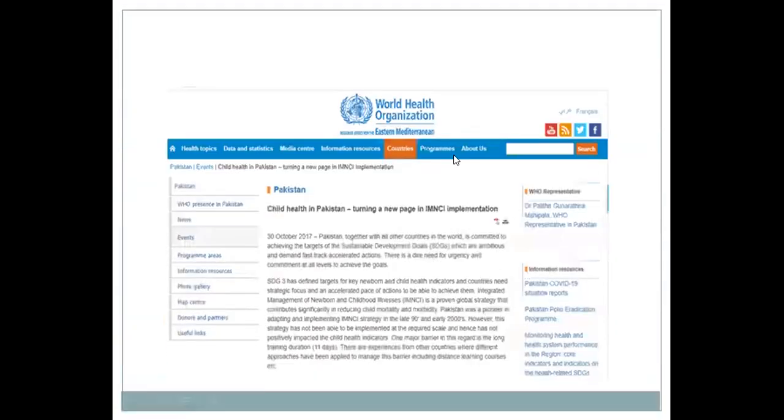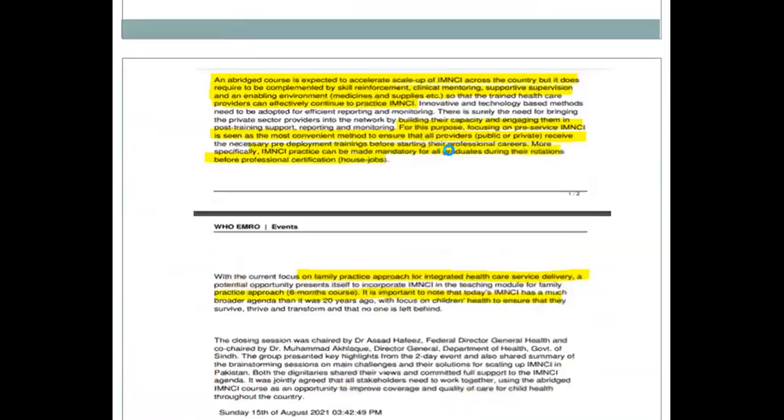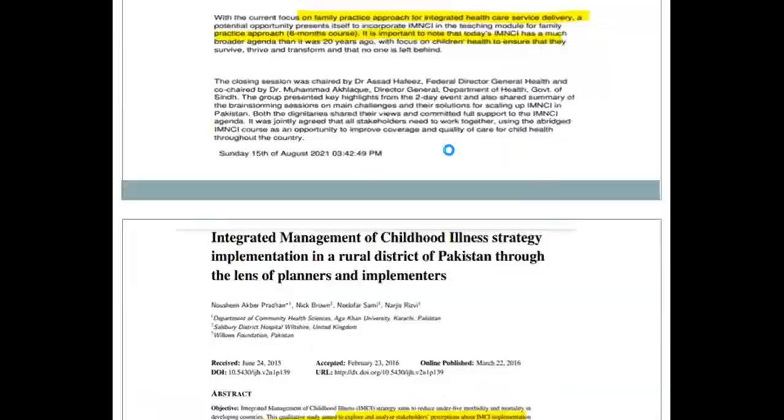Recent advances include WHO IMNCI in Pakistan. It is actually an integrated global strategy. Pakistan was a pioneer in adopting the IMNCI strategy in 2000, but it has not been implemented on a wide scale, and the only major barrier is the long training. A bridge course has also been introduced by WHO and is expected to accelerate scale-up of IMNCI across the country, but it needs to be complemented by skill reinforcement, clinical monitoring, and supportive supervision.